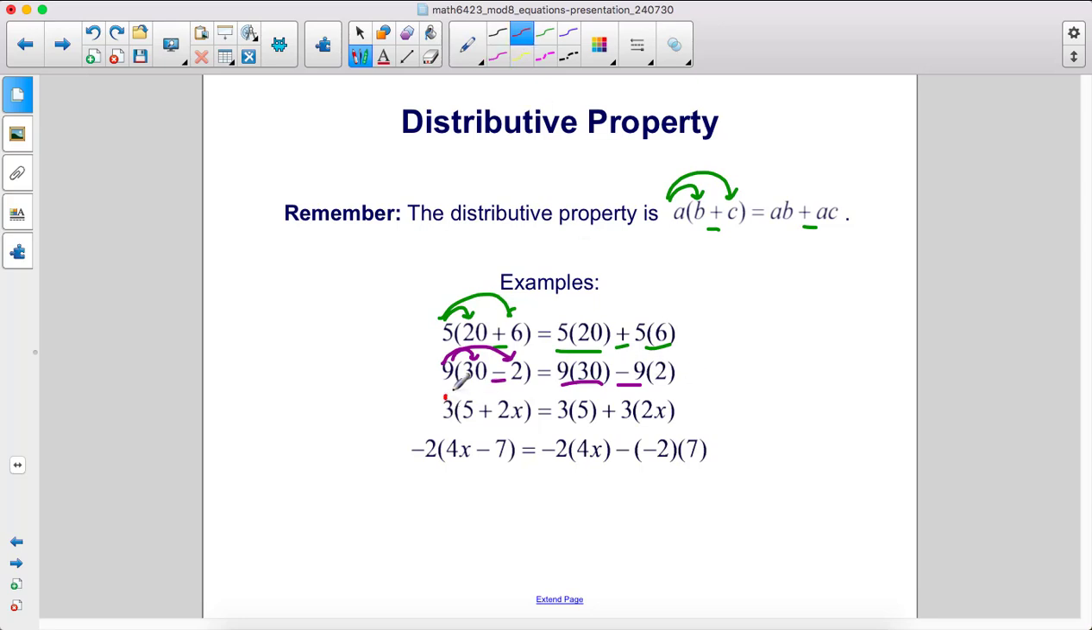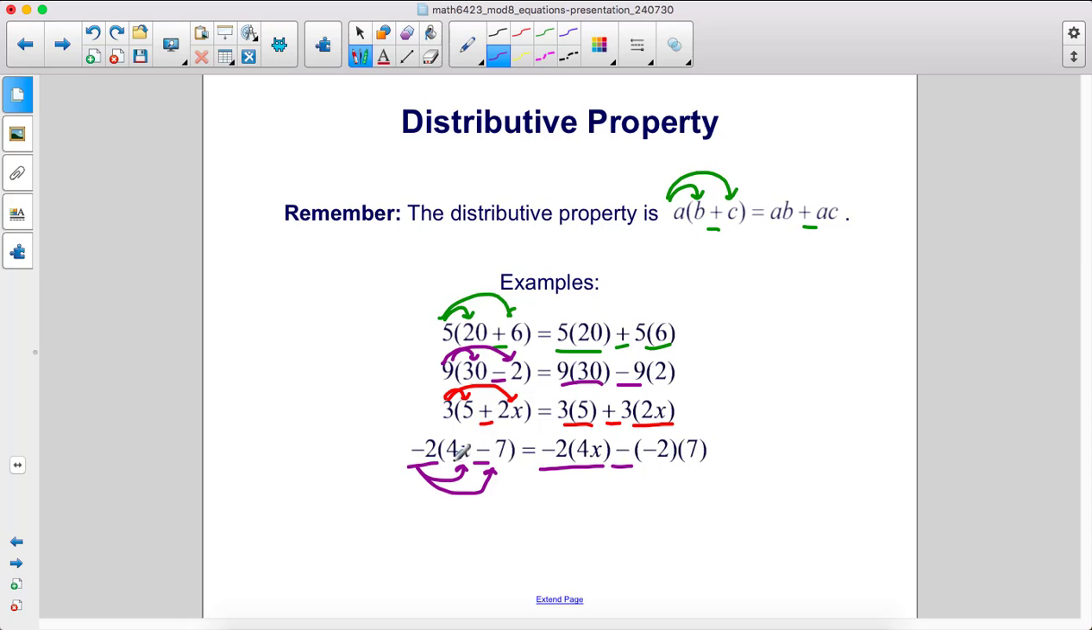Here we have 3 times 5 plus 3 times 2x. And finally, negative 2 times 4x, sorry, minus negative 2 times 7. Make sure you keep track of your negative signs, because here, these negative signs will cancel out.